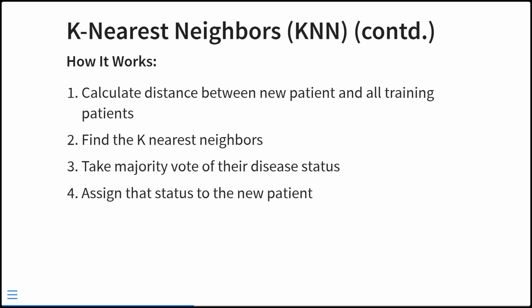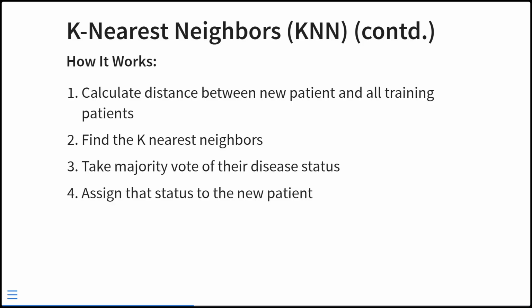So how does KNN actually work? First of all, you need to calculate the distance between your new patient and all training set patients. If you have a new patient and you want to determine which group it falls into, you calculate the distance between that new patient and all training patients. Then you find the K nearest neighbors. Then you take the majority vote of their disease status and assign that status to the new patient.